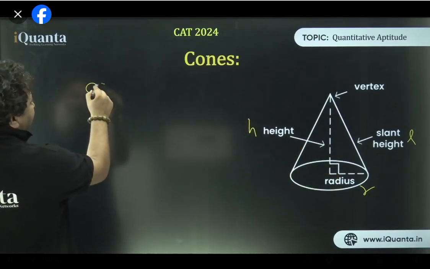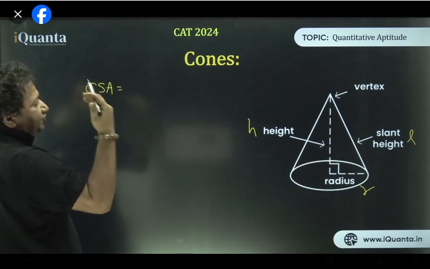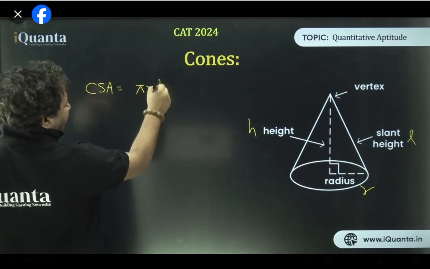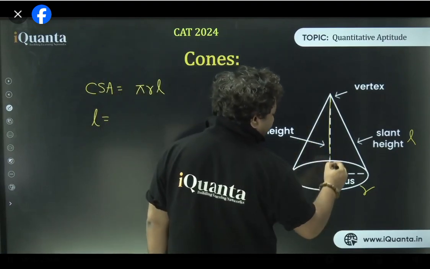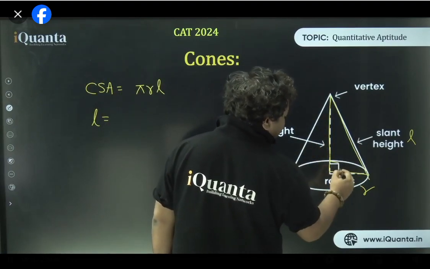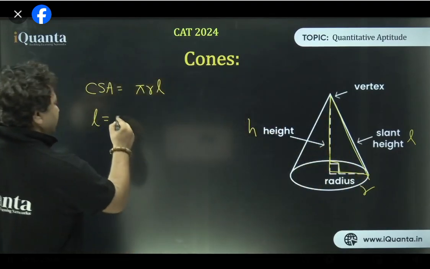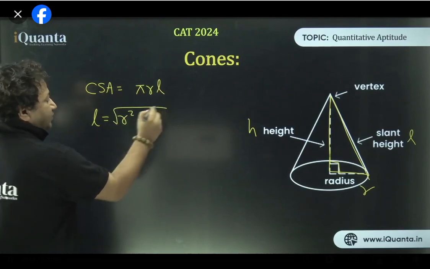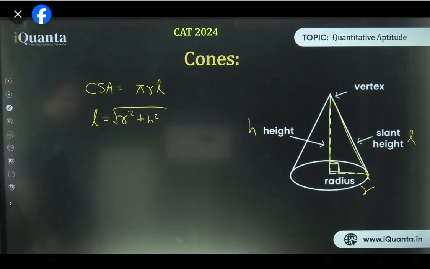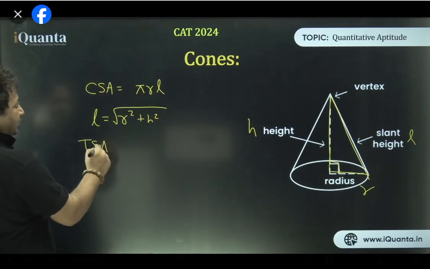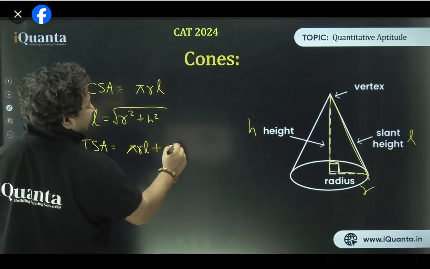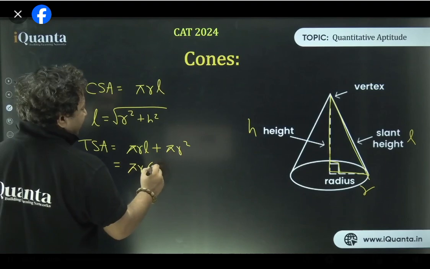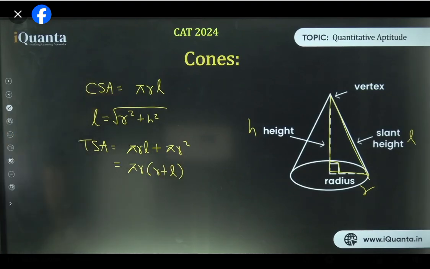So the curved surface area of a cone, which looks like a cap we wear, will be equal to pi r L, where L is the slant height. And how to calculate slant height? By Pythagoras theorem. If you look at this, this is height, this is radius, this is slant height. It's 90 degrees. So L square is r square plus h square, and its square root will be the value of L. And total surface area, when we have the bottom as well: pi r L, along with that a circle comes, pi r square. Let's take pi r common. In the bracket we have r plus L. That will be the total surface area.